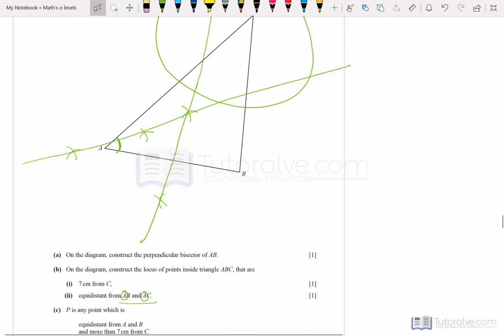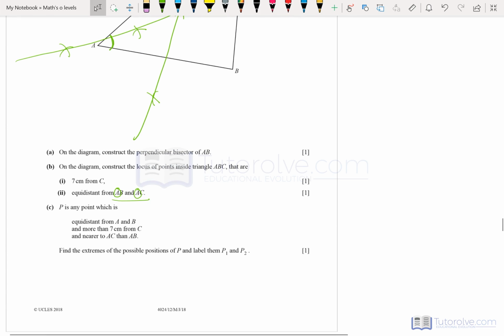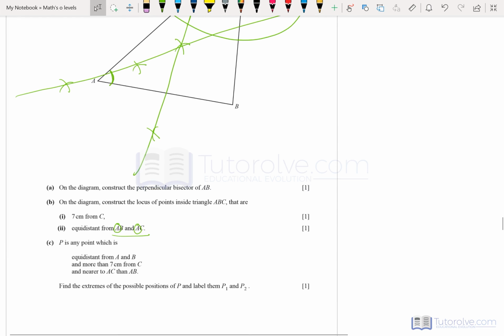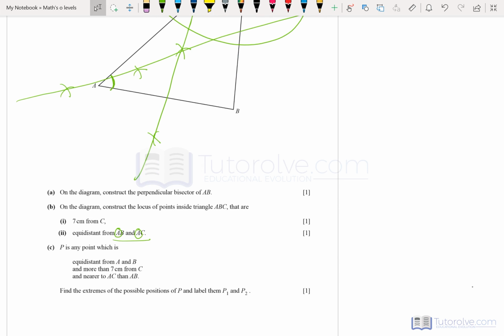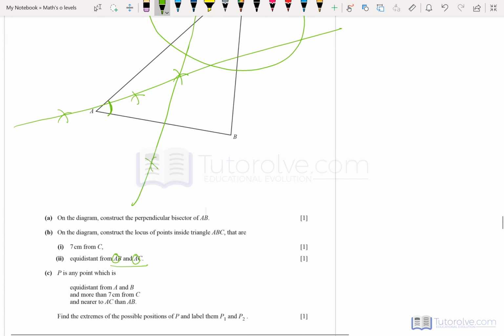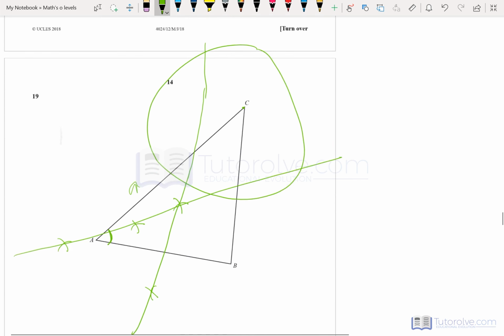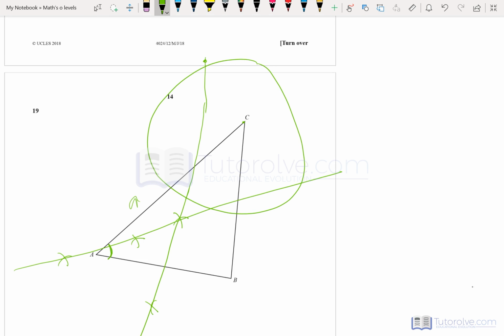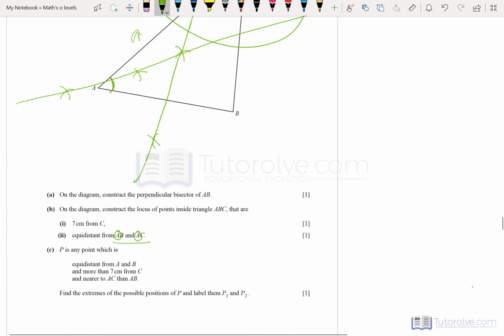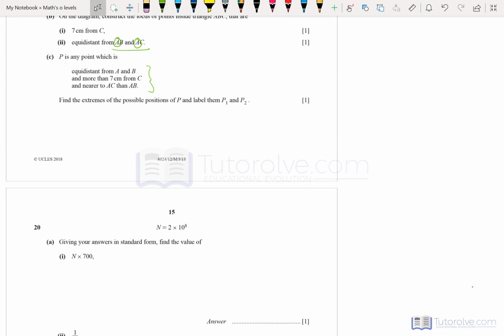Because my diagram is not to scale, I won't get very definite points here, but you have to find the extreme possible positions of P, which are equidistant from AB and AC. They're going to be on this line somewhere, more than 7 centimeters from C, so outside this circle, and nearer to AC than to AB. So they're going to be on this side here. If you have drawn it to scale, you would find the point of intersection of all of these loci, so you can identify P1 and P2.